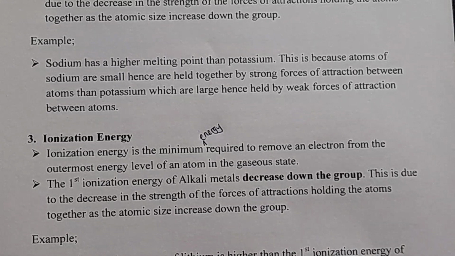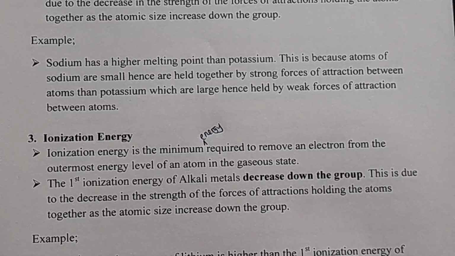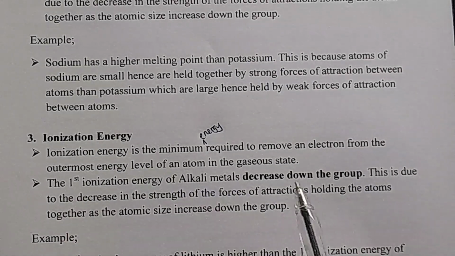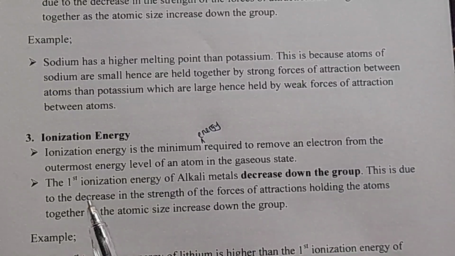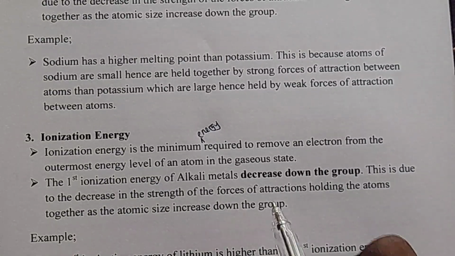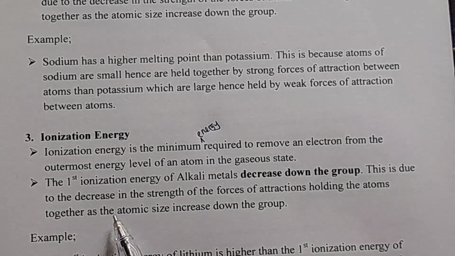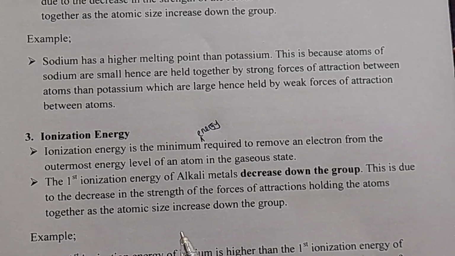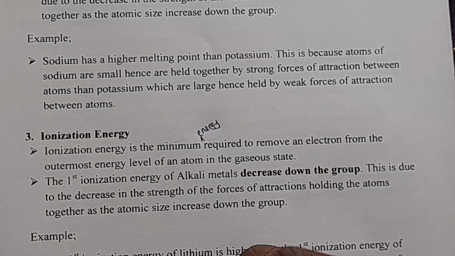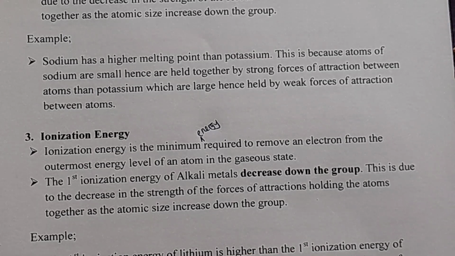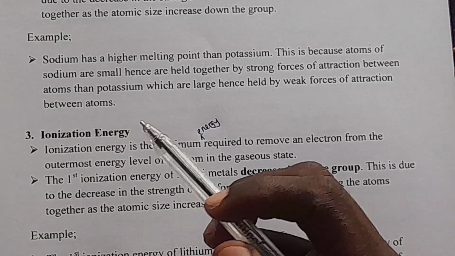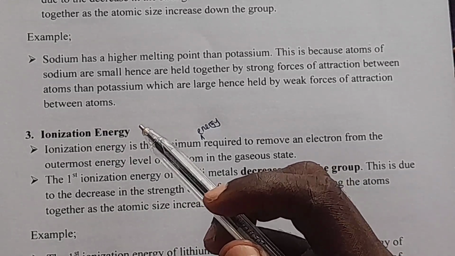So let's see now the trend in the first ionization energy of alkali metals. Here, the first ionization energy of alkali metals decreases down the group. Reason? This is due to the decrease in the strength of the force of attraction holding the atoms together as the atomic size, or atomic radius, increases down the group. That means you give the same reason as when you're dealing with the trend of the melting and boiling points, and that of ionization energy. Because ionization energy will decrease when the atomic radius increases down the group.